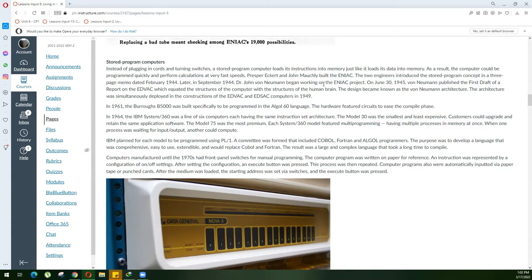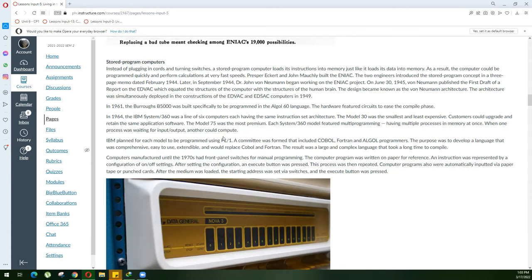On June 30, 1945, von Neumann published the first draft of a report on the EDVAC, which equated the structures of a computer with the structures of the human brain. The design became known as the von Neumann architecture. The architecture was simultaneously deployed in the construction of the EDVAC and EDSAC computers in 1949.